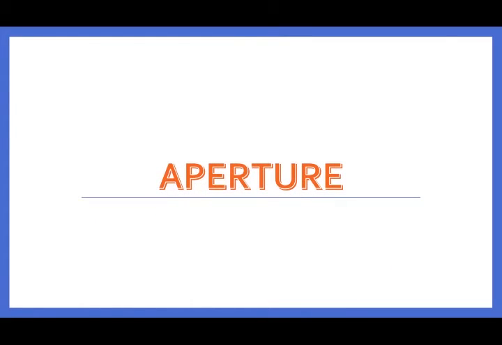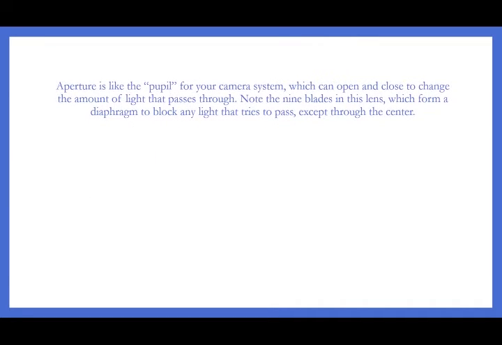Aperture. The aperture is like the pupil for your camera system, which can open and close to change the amount of light that passes through. Note the 9 blades in the lens, which form a diaphragm to block any light that tries to pass, except through the center.